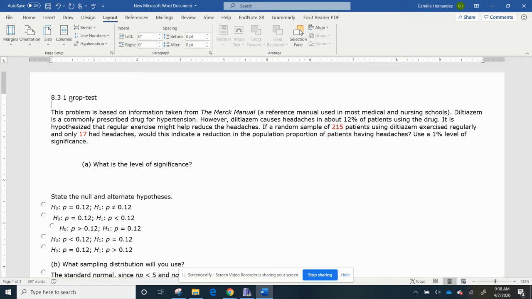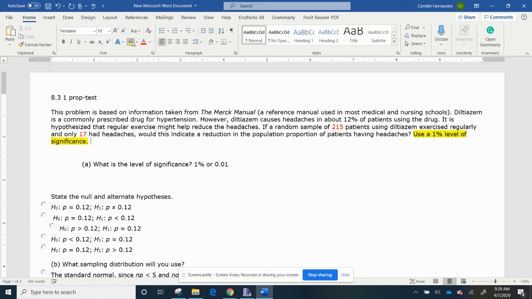All right, so let's look and see what we've got. The first thing it wants me to get is the level of significance. Okay, so it's 1%, or I'm going to convert it to a decimal. That's your level of significance because it's right here. Okay, and I'm going to put that in yellow again. All right, so what other stuff have I got?